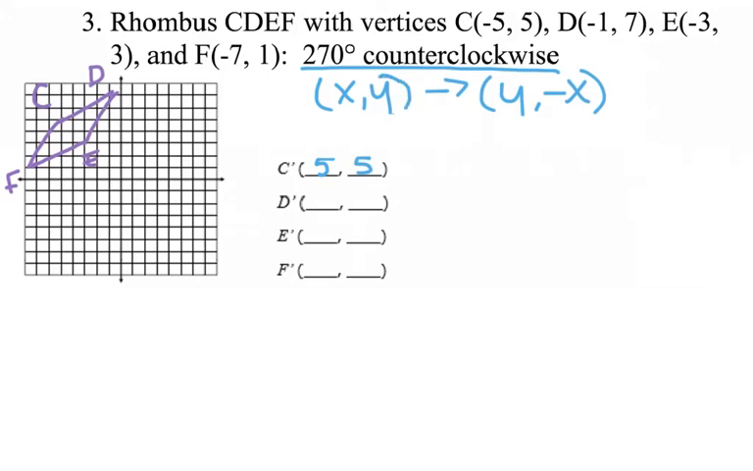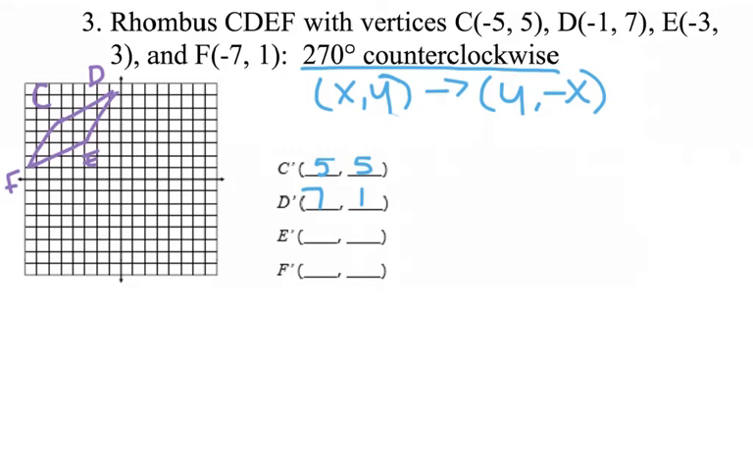Alright, and then the next one, so we had D was negative 1, 7. We need to switch the coordinate points. And then the original x, the negative 1, becomes the opposite sign, so it will now be a positive 1. So 7, 1.